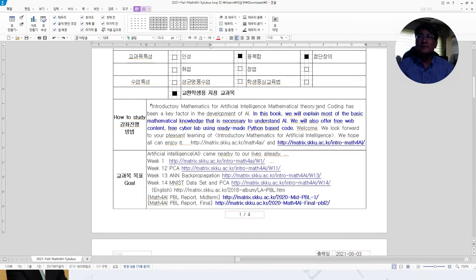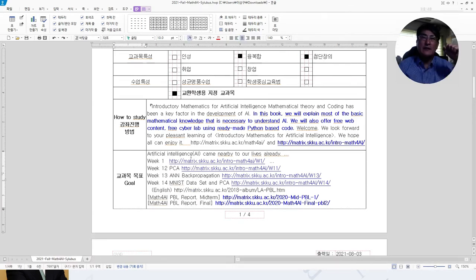We will learn this course in the following way. In this introductory mathematics for AI, the mathematics and the coding will be key factors. In this book, we will explain most of the mathematical knowledge that is necessary to understand AI. We will also offer free web content at this web address and a free cyber lab using ready-made Python-based code. I hope you can enjoy those contents and the cyber lab to practice what you learn from this course.